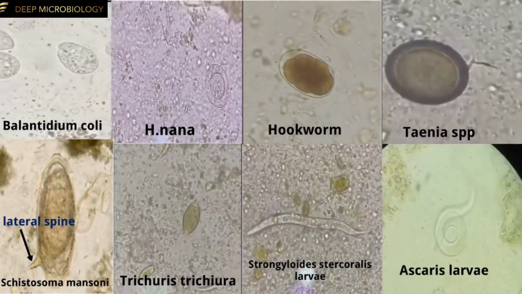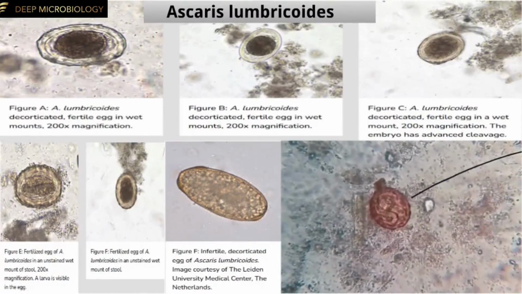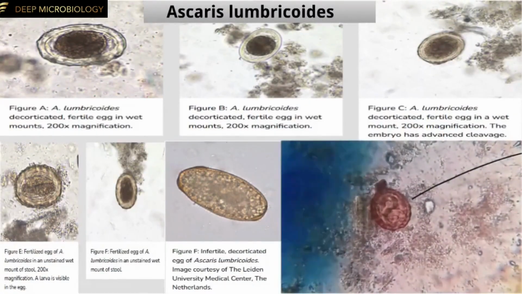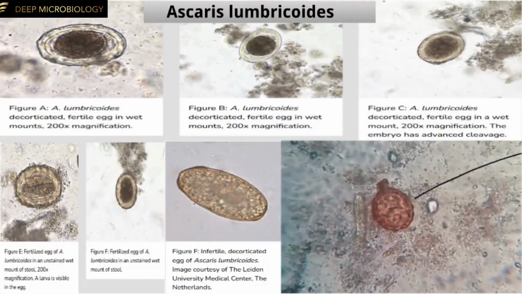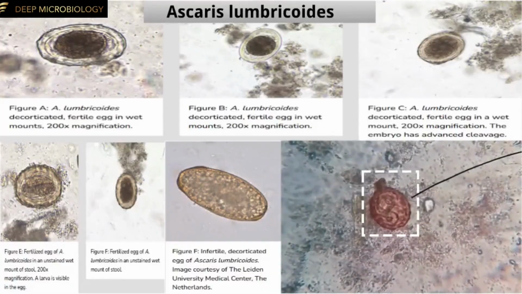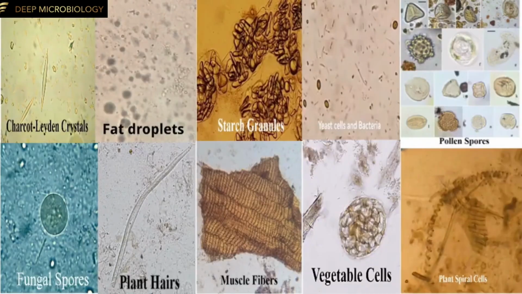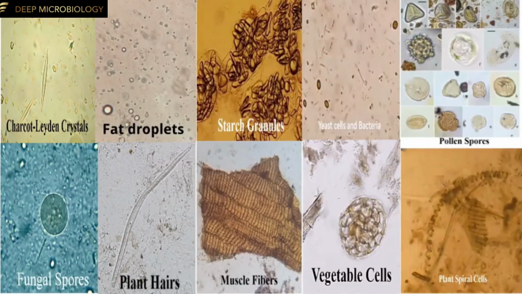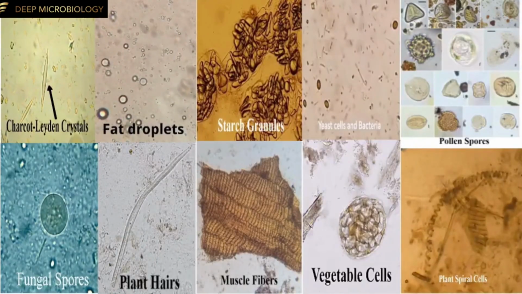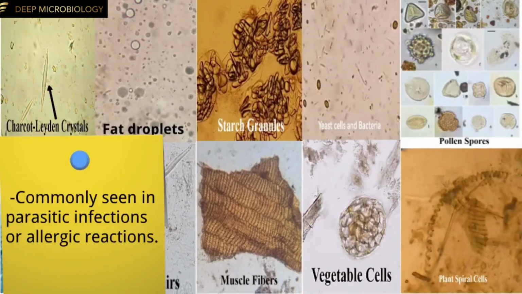And Ascaris larvae. This is a different form of Ascaris lumbricoides ova that we can sometimes see in stool samples. If you look closely, you'll actually notice the embryo moving inside the egg. That movement shows it's developing into a larva. Other notable stool findings include Charcot-Leyden crystals. These crystals are formed from the breakdown of eosinophils and are commonly seen in parasitic infections or allergic reactions.